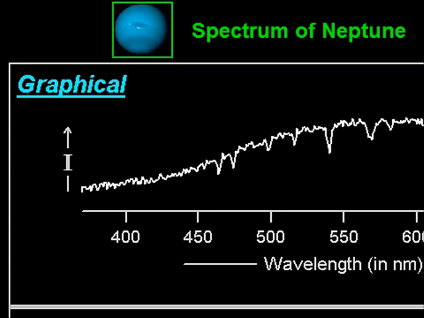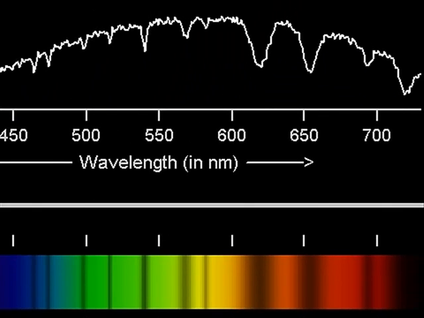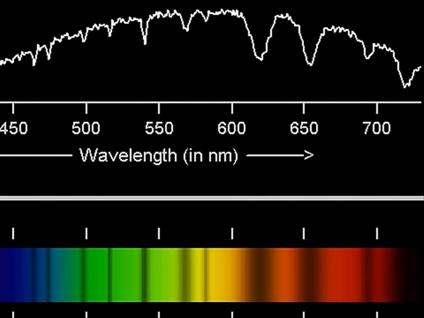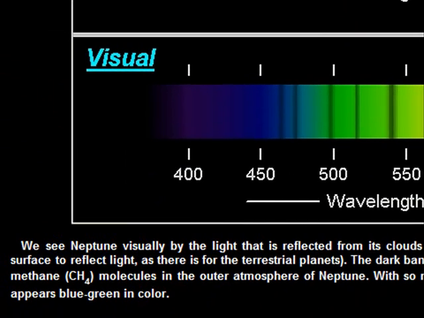So to determine what the atmosphere of Neptune is made up of, we take a spectrum of Neptune, and this is what we come up with. And when we look at it in colors, it looks like this. So there are large absorption bands in the red, and we compare that to the laboratory, which then says we see Neptune visually by the light that is reflected from its clouds and scattered by its upper atmosphere. There is no solid surface to reflect light.